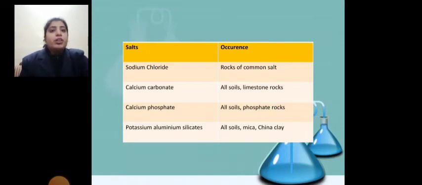Now, these are the salts and their occurrence. The first one is sodium chloride, and it is found in rocks of common salt. Then the second one is calcium carbonate. It is found in all the soils and limestone rocks. Then the third one is calcium phosphate. It is also found in all the soils and phosphate rocks. And the last one is potassium aluminium silicates. It is found in all the soils, mica and china clay.